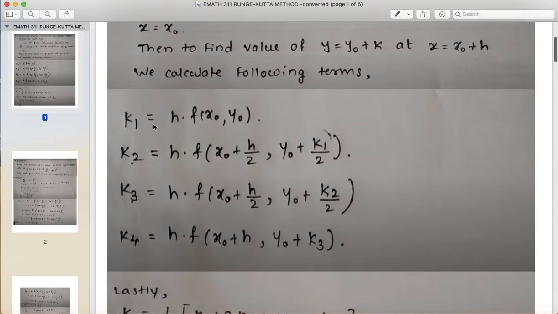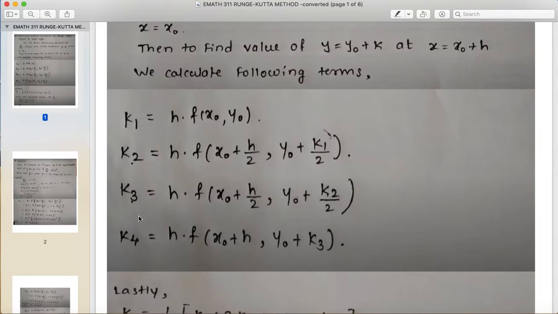The formula for k1 is k1 equals h into f of x naught and y naught. And then the second term, k2, equals h into f of x naught plus h over 2 and y naught plus k1 over 2. You can see there's a k1 here, so we need to get k1 first before we can proceed with our solution for k2.